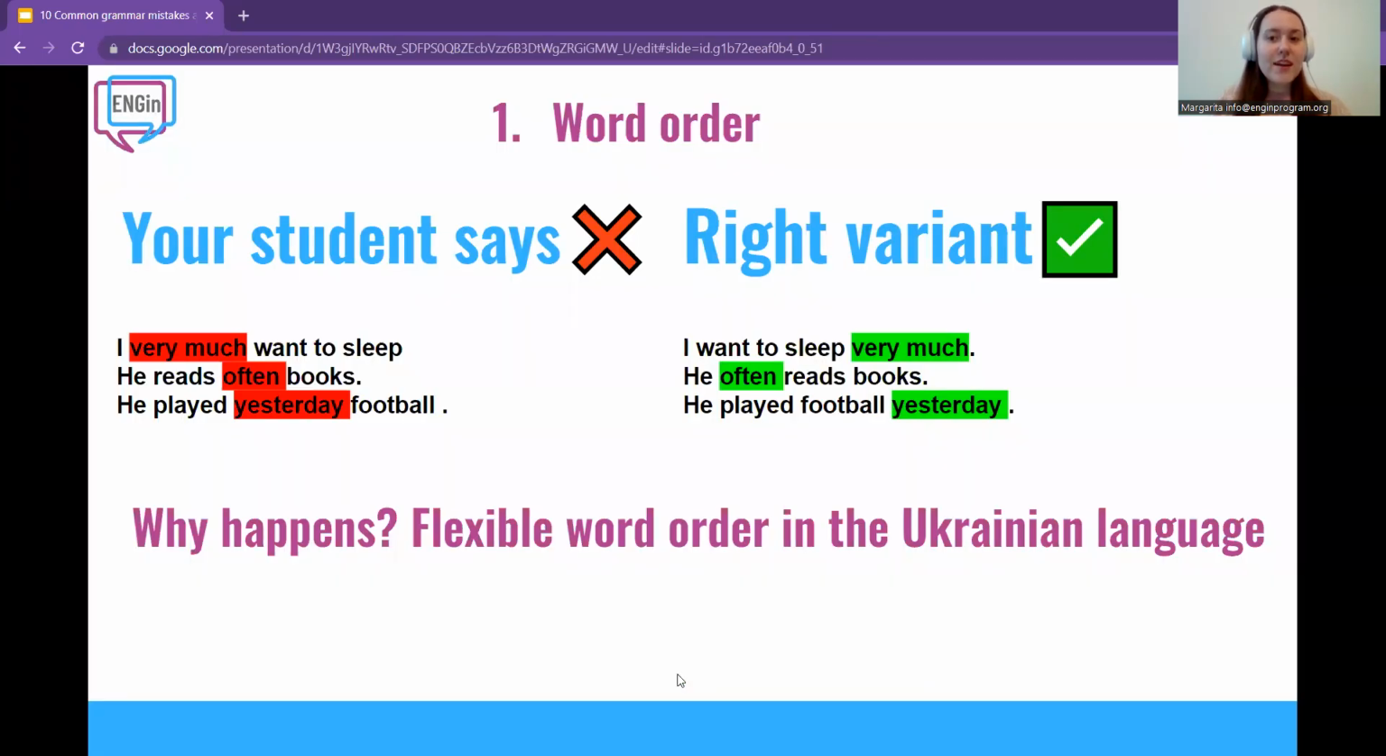English word order. It is considered a general problem and it comes high on the list of common errors that both advanced and beginner students may have. The very first rule to remember is that in English, there is a fixed word order in a sentence. In affirmative sentences, the subject comes first, then the predicate, and then all other parts of speech. In Ukrainian, the word order can be flexible. That is why learners may say, I very much want to sleep. He reads often books, and so on.